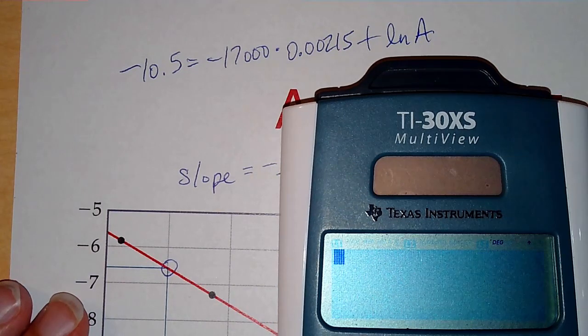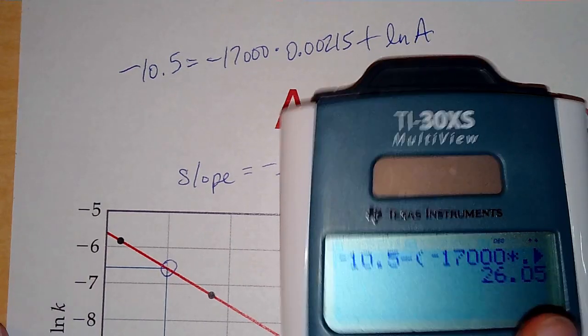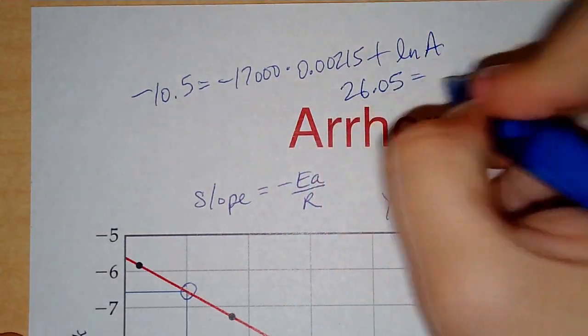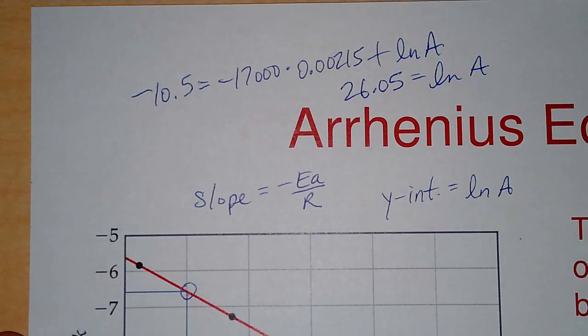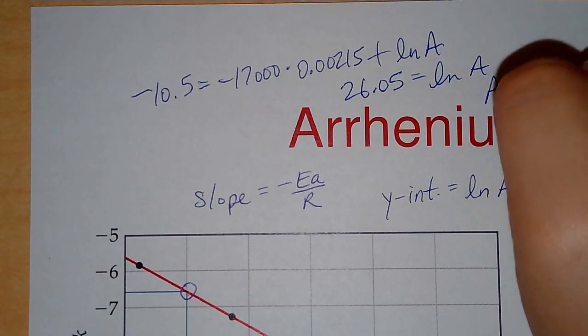So negative 10.5 minus our negative 17,000 times 0.00215. That gives us 26.05, and that's equal to our ln of A. And then we get rid of the natural log with base e. So A is e raised to the 26.05.